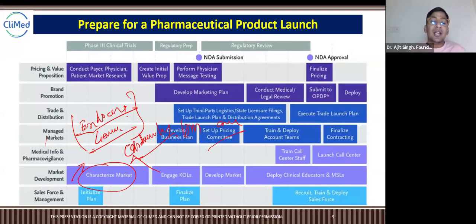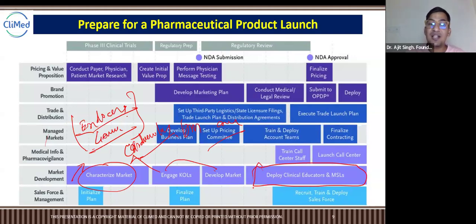So in the market development, they contact and engage all the key opinion leaders, and then they develop the market by contacting them, by educating them, and then they deploy the clinical educators and MSLs. Once it is in the regulatory review and it gets the approval, they deploy all the clinical educators. Clinical educators go to the public, to colleges, schools, companies and hospitals, and they conduct programs for awareness.